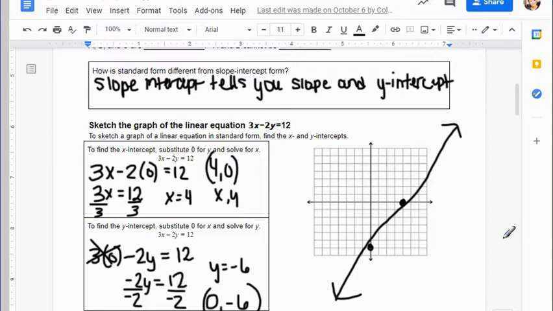So that's how you graph in standard form. If you don't like that, you can change it to slope-intercept form. It just takes a little bit of work. We'll see if they ask us to do that later. I'm not sure if they will or not.